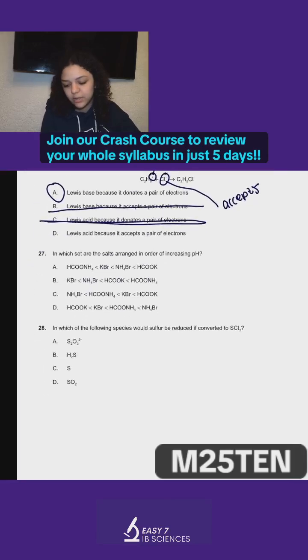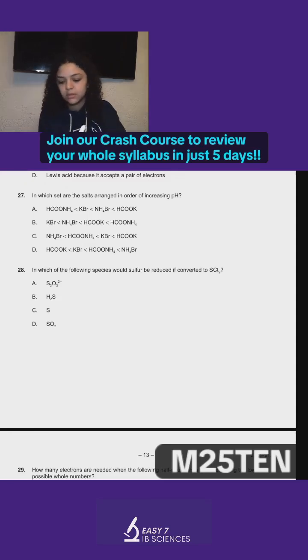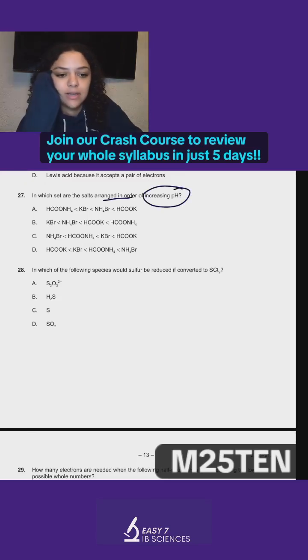Okay, let's have a look at the next one. It says, in which set are the salts arranged in order of increasing pH? Someone said, thank you, Yusuf. Yusuf said, Bronsted-Lowry base accepts, Lewis base donates. That's how you remember. I always remembered it like that, remembering the opposite.